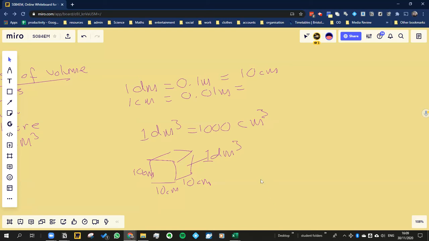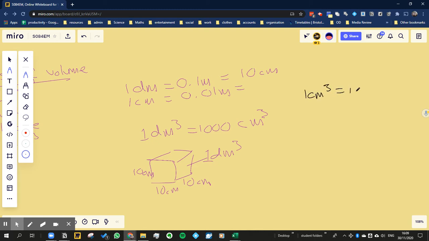So why is it that a decimeter cubed is equal to a litre or 1,000 centimeters cubed? Well, first of all, one centimeter cubed is the same as a milliliter. We're just going to accept that. That's just quite a convenient relationship.